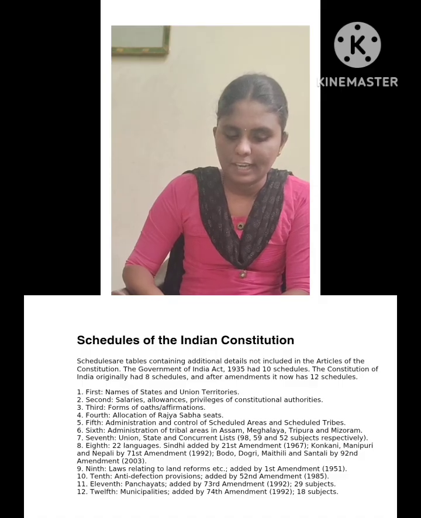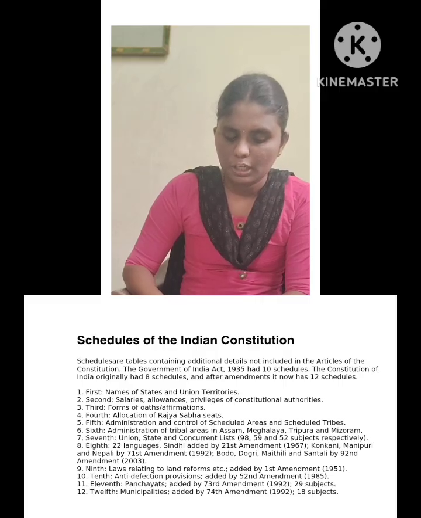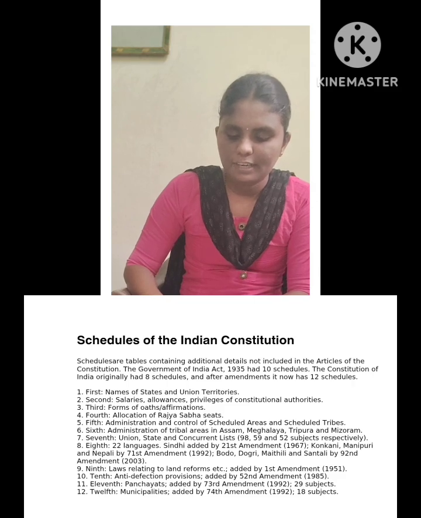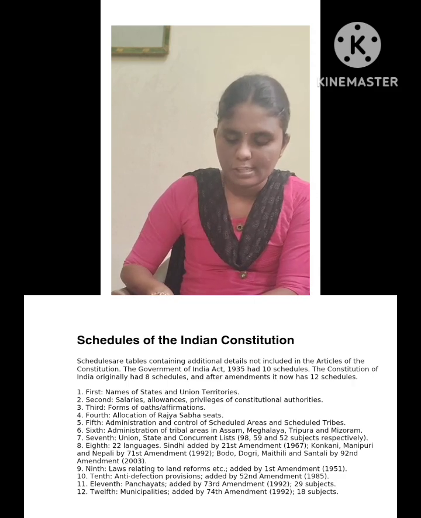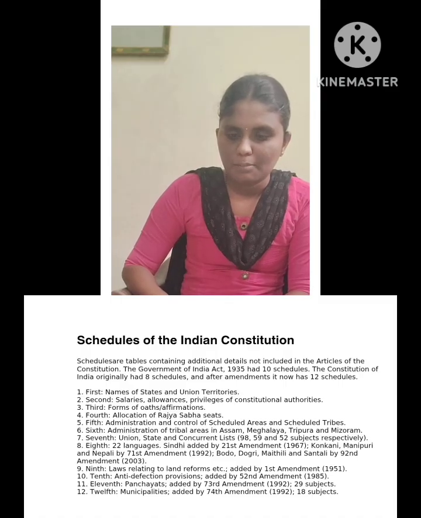Now it had 59 items. For example, prisons and agriculture come under the state list. Originally it had 66, now it has 59, right? And the last list was the concurrent list. Originally it had 47 items, now it has 52. For example, education comes under the concurrent list.